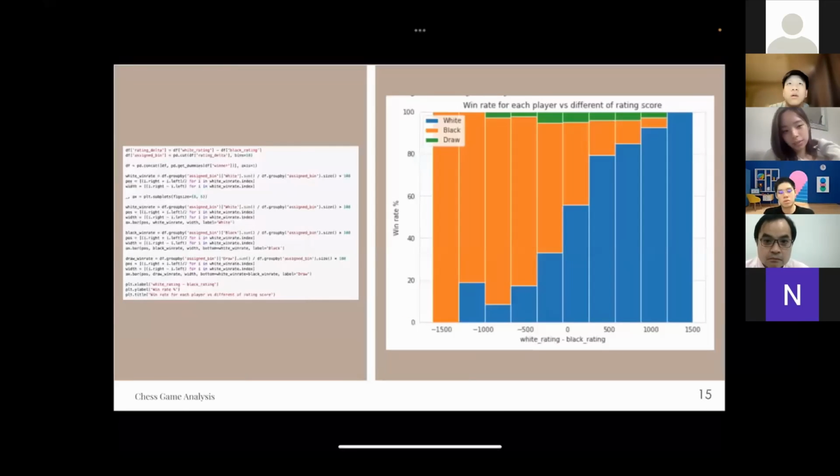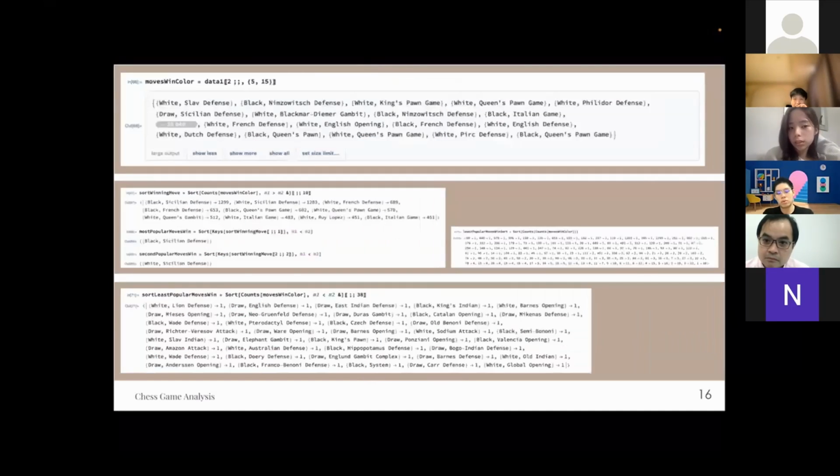If compared to each other, the bar chart shows clearly that if white ratings are more than black ratings, the win rate for white players is higher than 50%. Next, between opening moves and winning color, the most successful opening move is the Sicilian defense. On the other hand, there are 38 least successful opening moves that lead to winning.